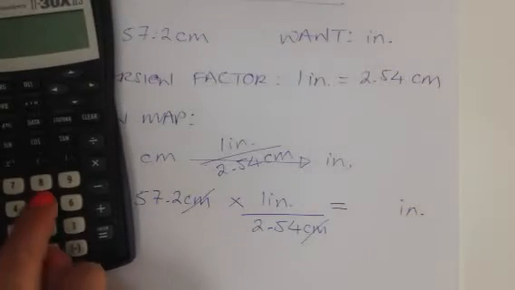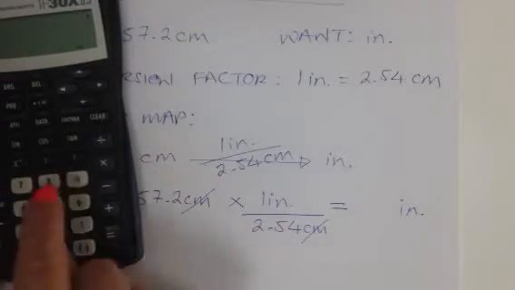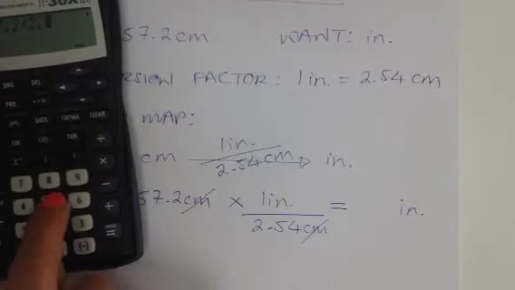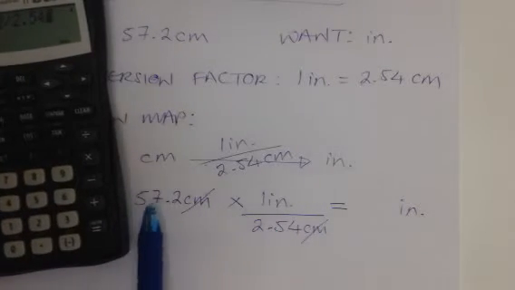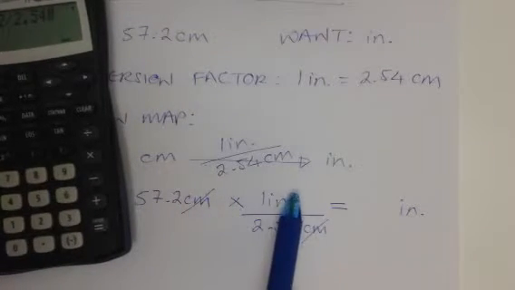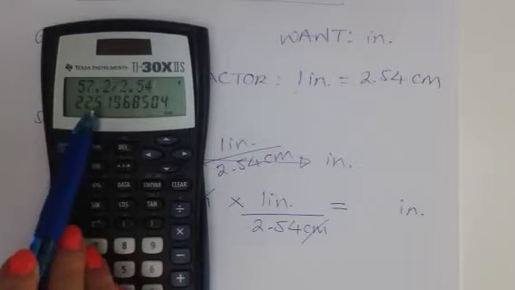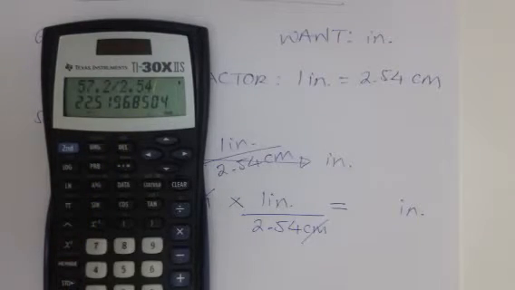So we've got 57.2 divided by 2.54, because 2.54 is on the bottom. We could have entered 57.2 multiplied by 1 divided by 2.54, but we don't need to do that. That's kind of implied. So 57.2 divided by 2.54 equals 22.51968504 is our calculator answer.